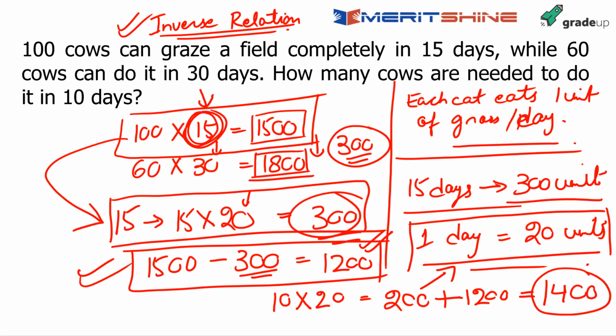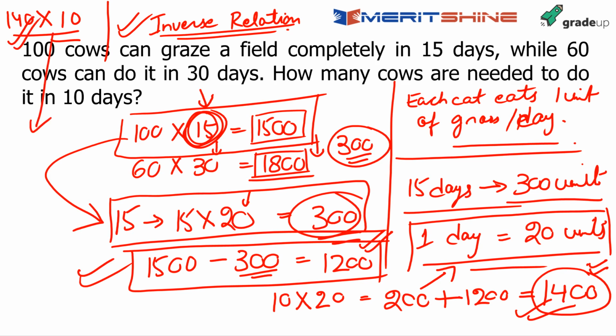If it's 1400 units that needs to be finished by some number of cows, how many cows need to be there? 1400 by 10. Why 10? Because they need to take 10 days. So basically the scenario would be like this: 140 cows into 10 days. So 140 into 10 becomes 1400. So the total units that they would eat would be 1400 units. Fine. So the answer to this would be 140.